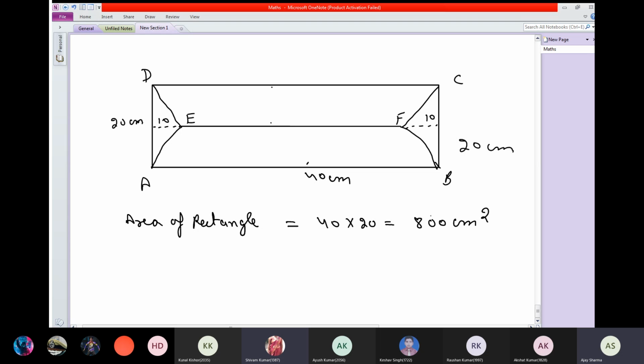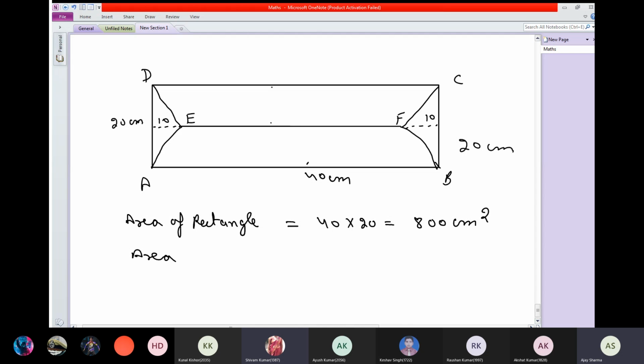Where did 40 come from? 40 is given in the figure. You see the figure, 40 is already given.